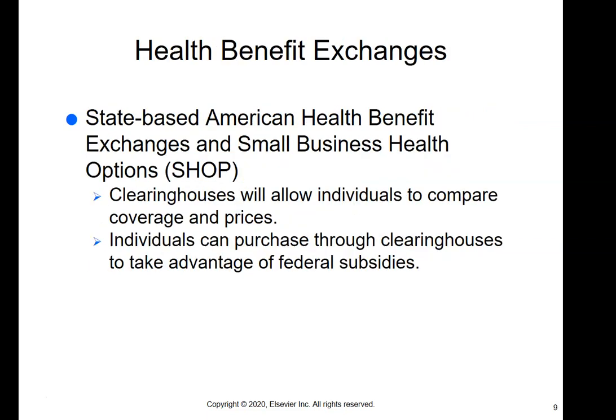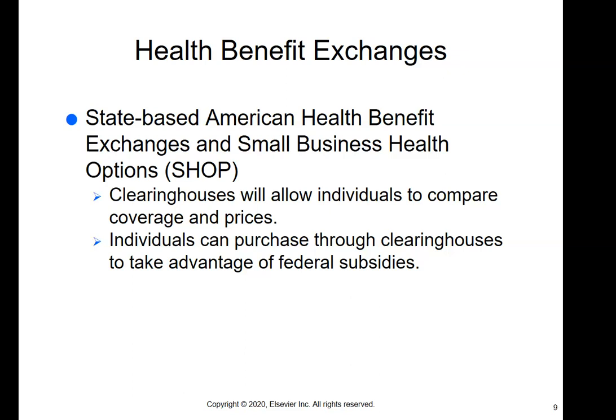The health benefit exchanges. Under the PPACA and the HCERA of 2010, state-based American health benefit exchanges and small business health option programs exchanges must be established and open on January 1st of 2014. The exchanges will be a central clearinghouse in which an individual can compare prices and select plans from different tiers of coverage. Plans can be purchased through the clearinghouse to take advantage of federal subsidies.